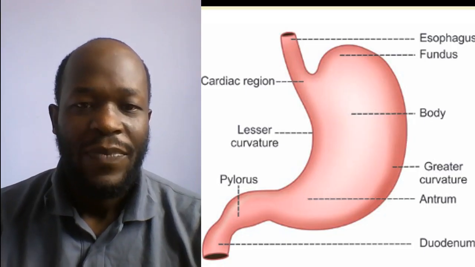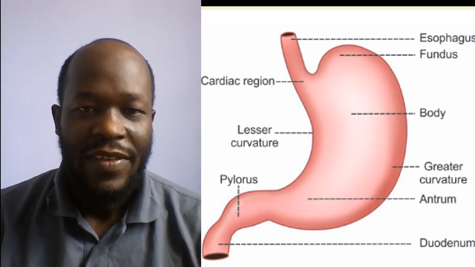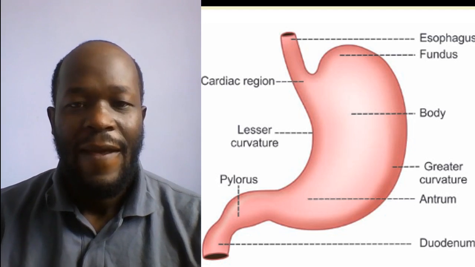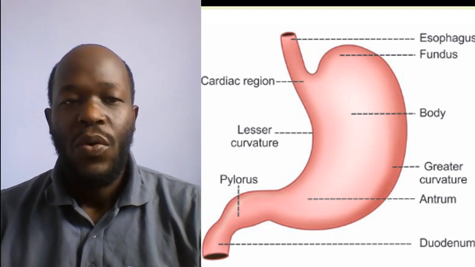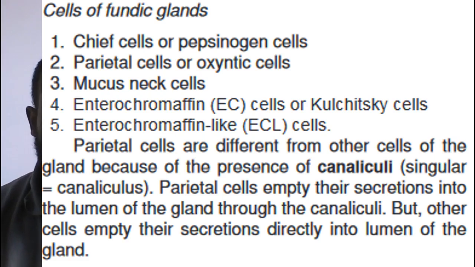So it started by saying that the stomach has got the cardiac region, the fundus region, the body, the pylorus region. So the regions of the stomach are the cardiac region, the fundus region, the body, and the pylorus region. So we also say that the stomach has got fundic glands, which contain cells like enterochromaffin cells, enterochromaffin-like cells, parietal cells, mucous neck cells, and chief cells.